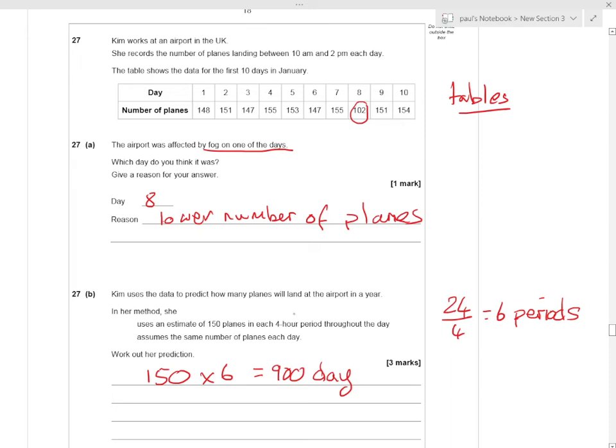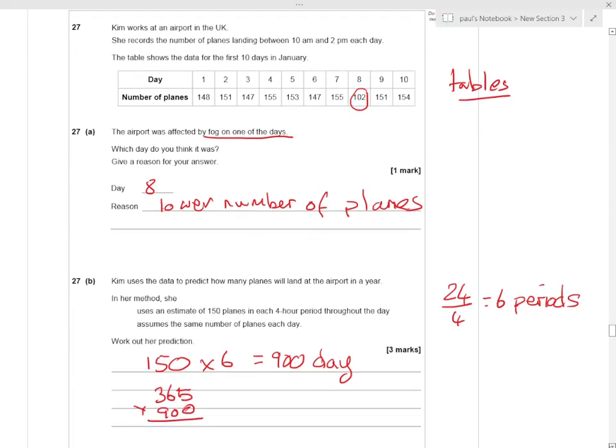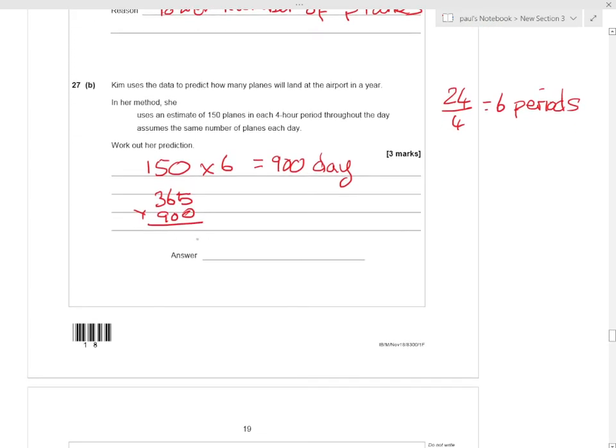Now she needs to do it in a whole year, doesn't she? So we're doing 365 days times 900. So 0, 0, 9, 45. 6 nines are 54, it's 8, 5, and 3 nines are 27, 32. So we've got 328,500 in a year.